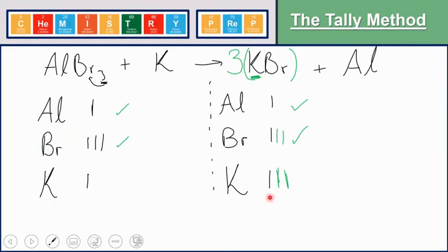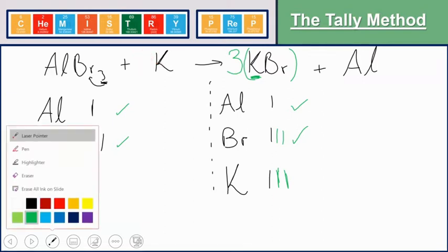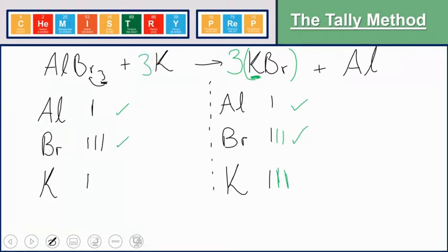But then actually, look, I've got 3 here and 1 here. So to get this 1 equal to 3, I could just put a 3 here. And that's exactly what you do. 1, 2, 3. So there we go. On this top row, there's 1. On the second row, there's 3. And on the third row, there's 3. That is a balanced chemical equation. Okay, let's have a go at another one.